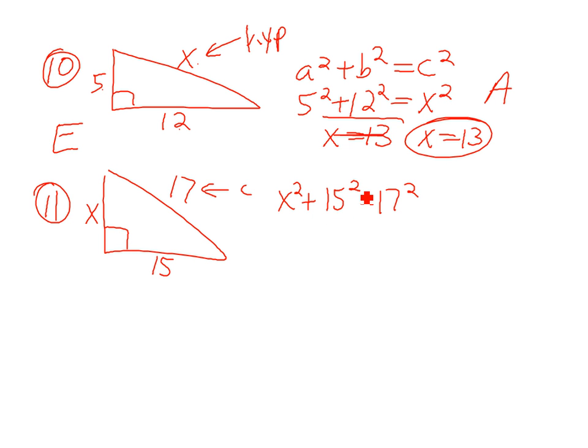Again, I wouldn't use Pythagorean's theorem because I'd recognize that this fits in a family and know that in this family, the hypotenuse is 17, the leg is 15, the other leg has to be 8. And for number 11, that is answer B.